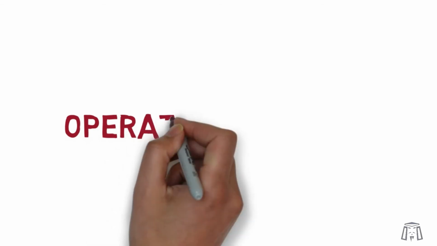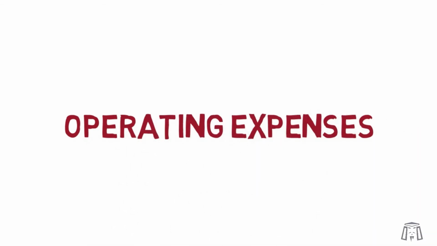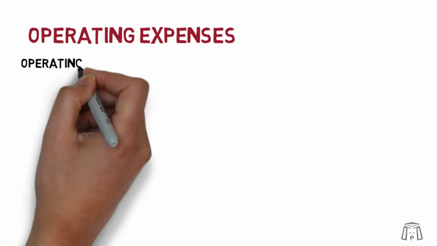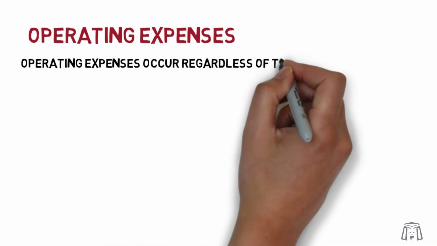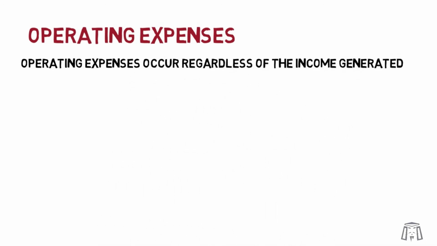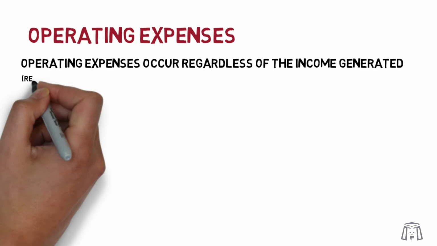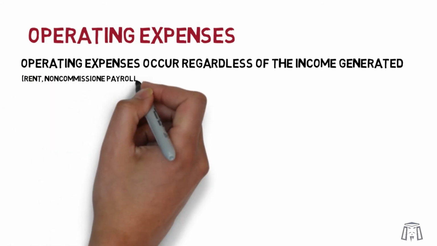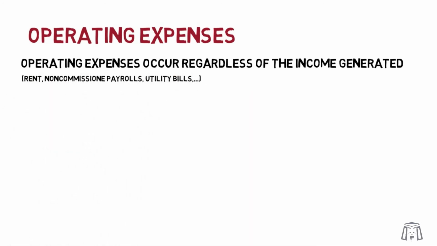Then it depends on the company. Next we have the operating expenses. Operating expenses occur regardless of the income generated. This can be rent, non-commission payrolls, utility bills, and so on.